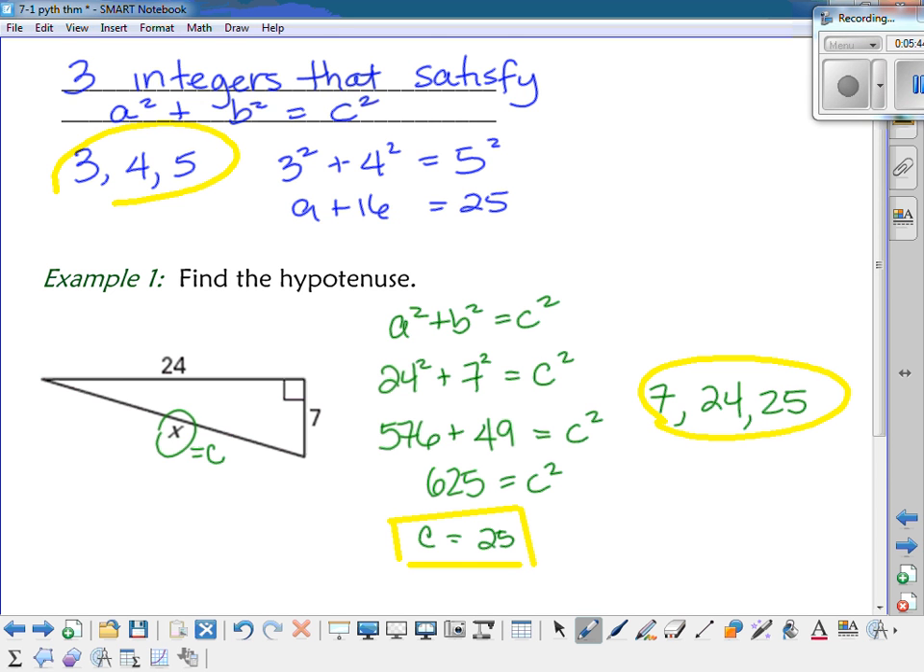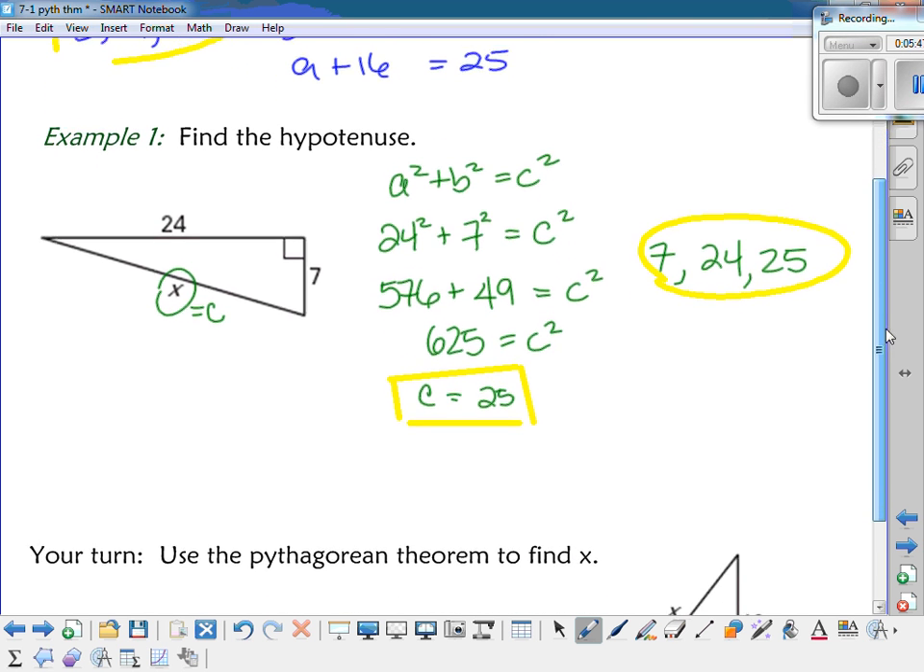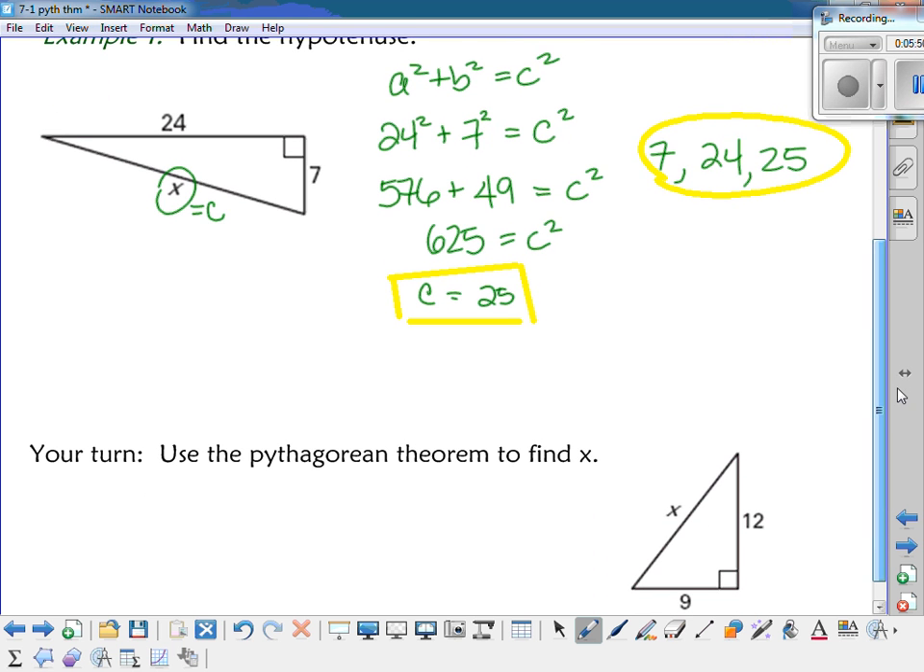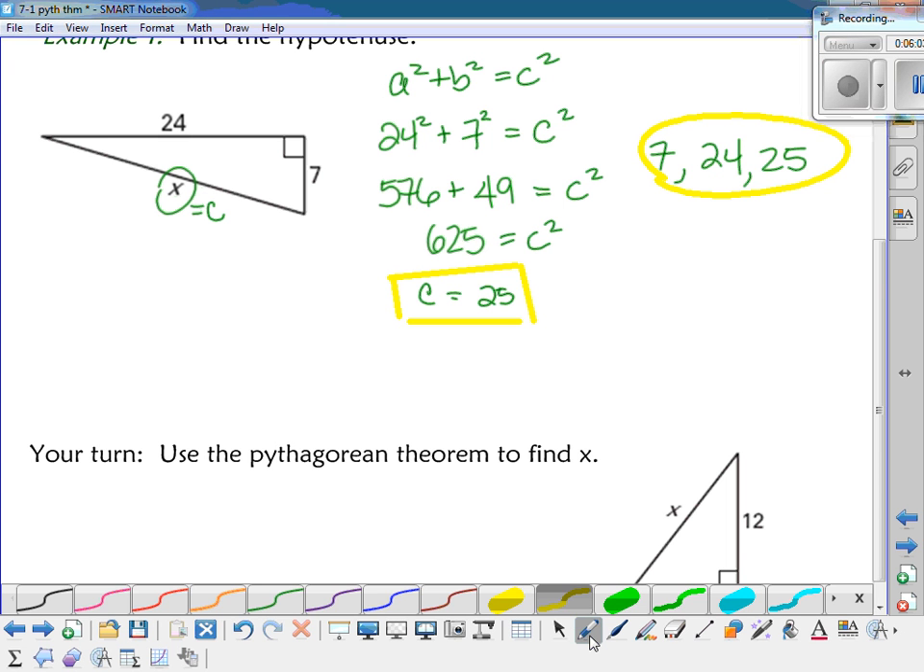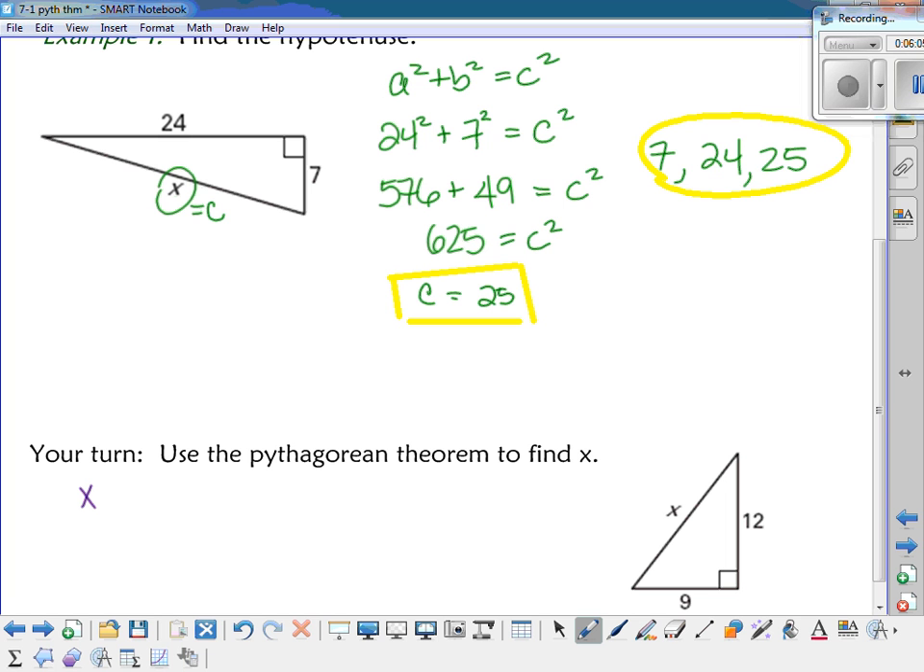I'm going to have you figure this next one out on your own in your notes. Okay, so for this one, x squared is equal to 9 squared plus 12 squared, which is 81 plus 144, which adds up to 225. And so hopefully you got x is equal to what?